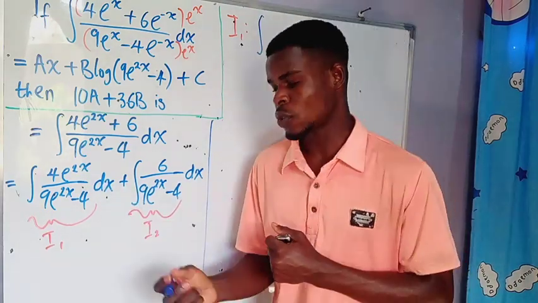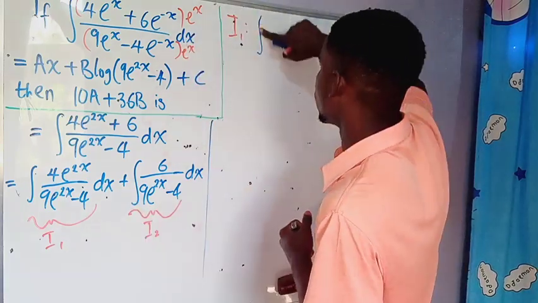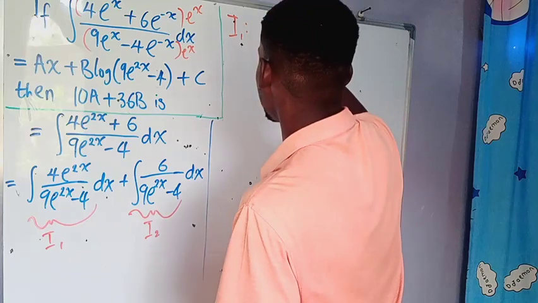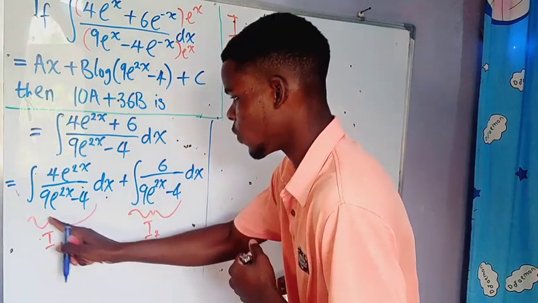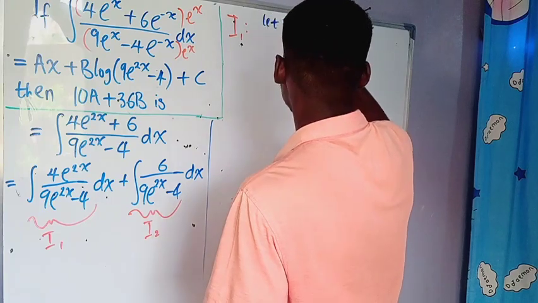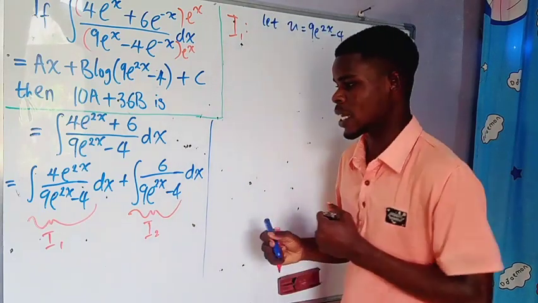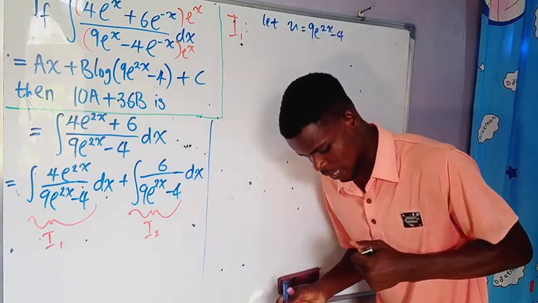I'm going to start by using u-substitution for the integral 1. Let u be the whole of the denominator, right? So that will be 9e to the power 2x, then minus 4. I want to make that my u.